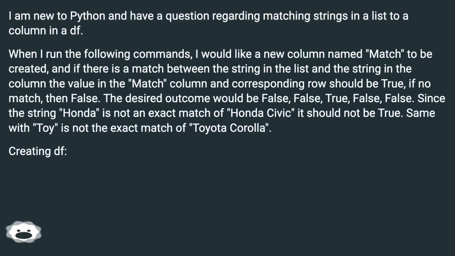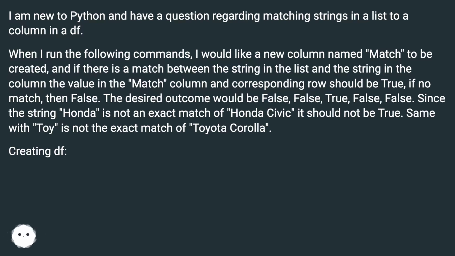I am new to Python and have a question regarding matching strings in a list to a column in a DF. When I run the following commands, I would like a new column named match to be created, and if there is a match between the string in the list and the string in the column, the value in the match column and corresponding row should be true. If no match, then false. The desired outcome would be false, false, true, false, false.